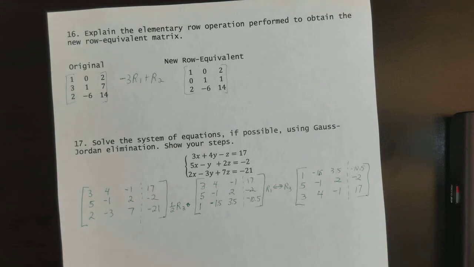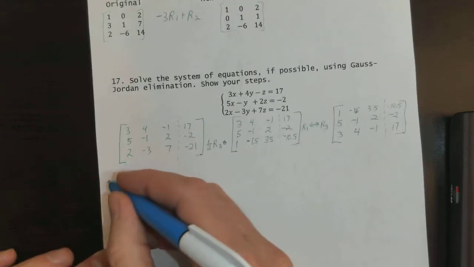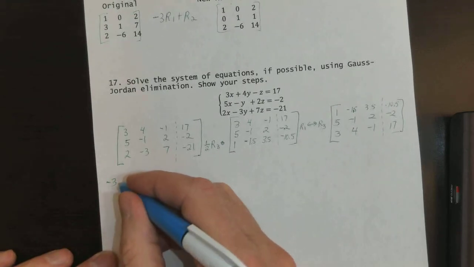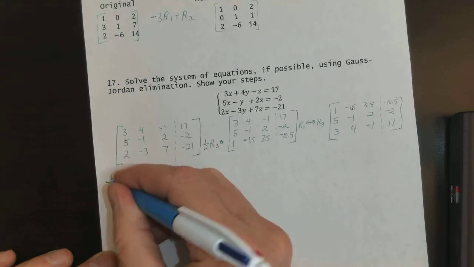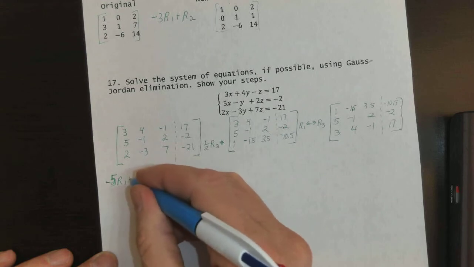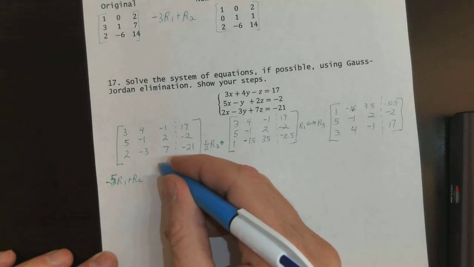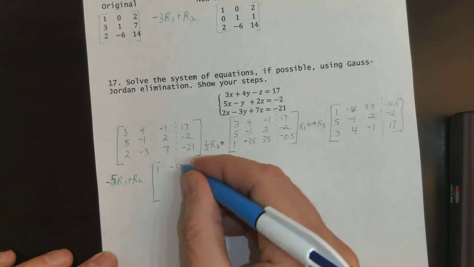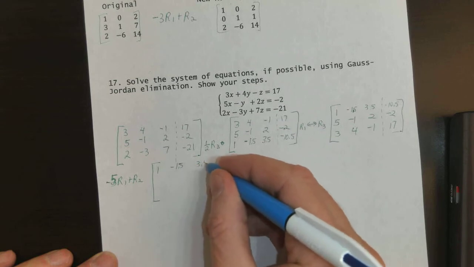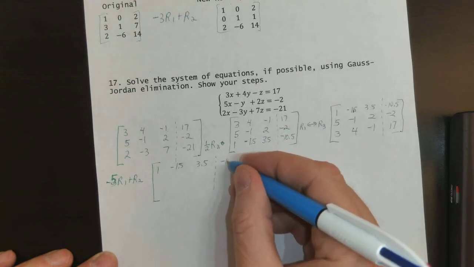All right. I'm going to take negative 3 times row 1. Oh, wait. Let's do it in order. Negative 5 times row 1 and add it to row 2 to get a new row 2. Row 1 stays 1, negative 1.5, 3.5, and negative 10.5.